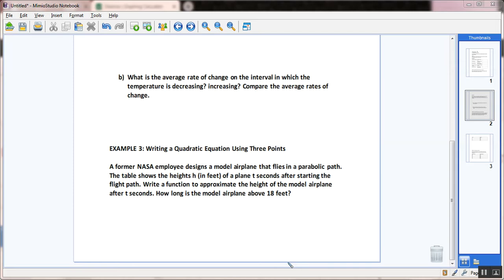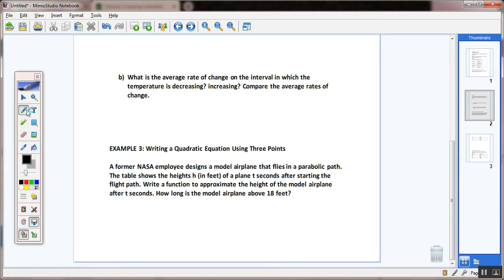Okay, so when they give you 3 points like this right here, guys, I think it's a great idea to use standard form on this, and I'll show you why. So when given 3 points, I think it's a good idea to use standard form. So again, they're telling us about this model airplane that flies in what kind of a path, kids? It's going to be a parabolic path, yep.